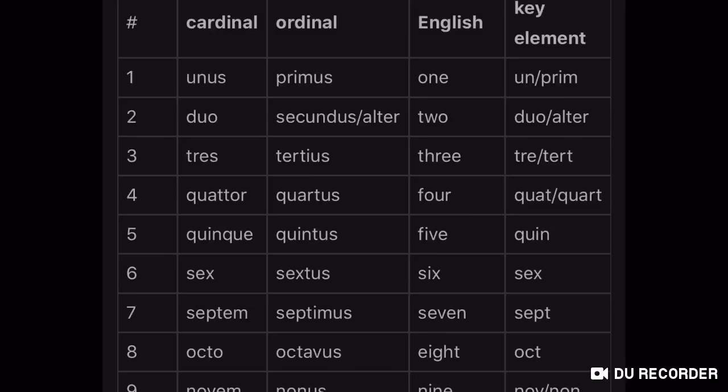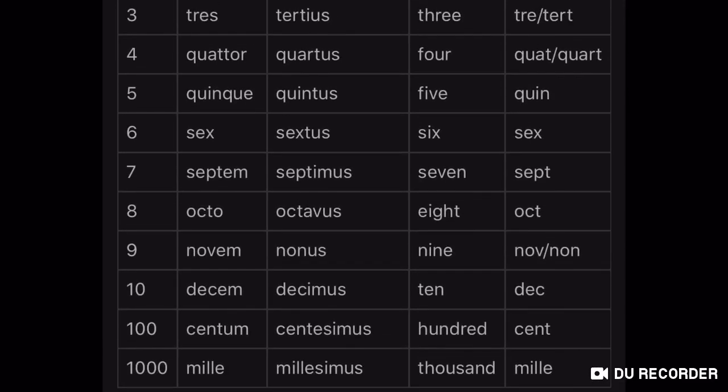We got tres, three, tertius, third, quattuor, four, quartus, fourth, quinque, five, quintus, fifth, sextus, sixth, septem, seven, septimus, seventh, octo, eight, octavus, eighth, novem, nine, nonus, ninth, decem, ten, decimus, tenth, centum, 100, centesimus, 100th, mille, 1,000, millesimus, 1,000th.